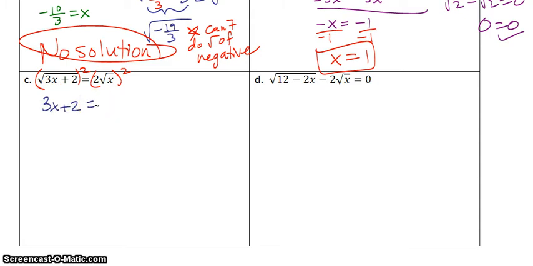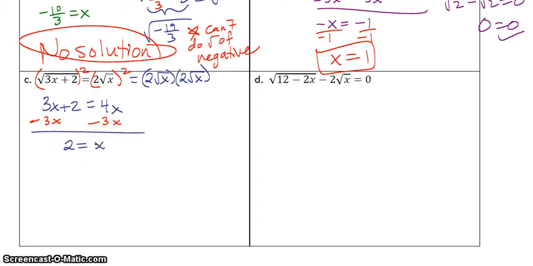On the right, remember what I said earlier. I actually want to think about writing it out twice, and so 2 times 2 is 4. Square root of x times square root of x is the square root of x squared. Square root of x squared is x. So I end up with 4x on that side, and then I go through and solve it. And I end up with x equals 2.